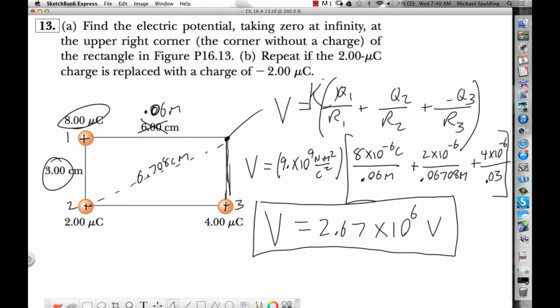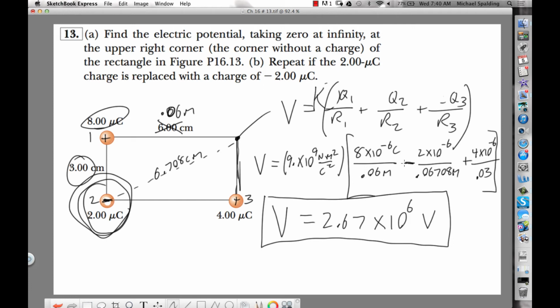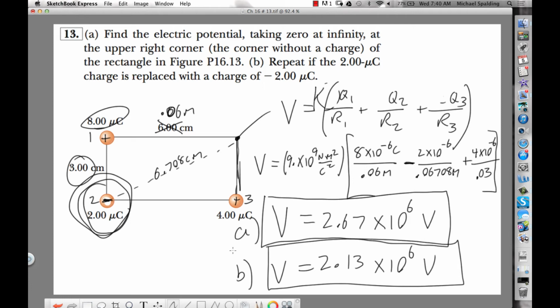All right, now part B. Part B says repeat the calculation if this guy is a negative charge. So if this guy were negative instead of positive, would that make a difference? Yep. So all you're going to do is go right here to this guy, and instead of that being plus, you put in a minus right here. So this was the answer to A. The answer to B, when you change that to a minus, comes out as 2.13 times 10 to the 6 volts.